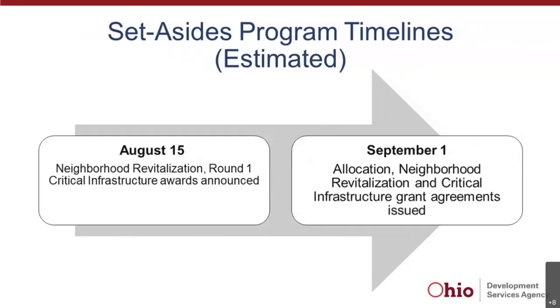We anticipate making award announcements for neighborhood revitalization and critical infrastructure in mid-August. Grant agreements will be dated September 1st and issued as close to that date as possible. Unfunded critical infrastructure applications will either be rejected or returned for second round resubmission.